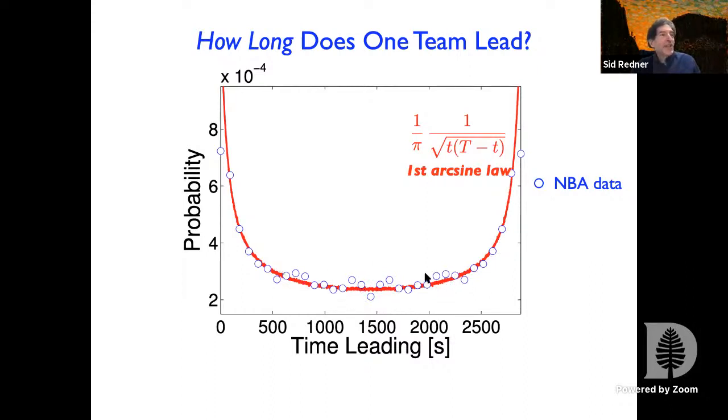Another nice feature is that one can fit the actual game data with no adjustable parameters. I think this is really strong evidence that this is a pure random walk process, because this first Arcsine Law is one of the fundamental results from the theory of one-dimensional random walks.